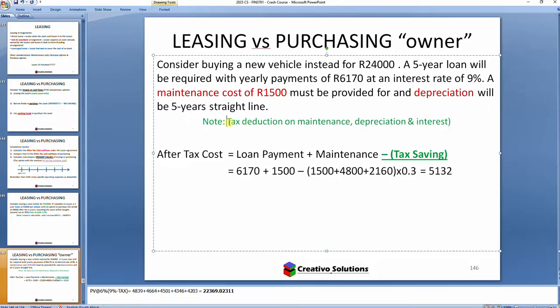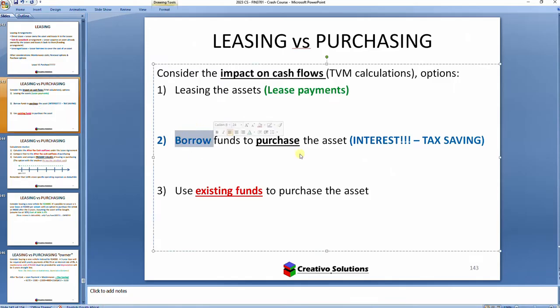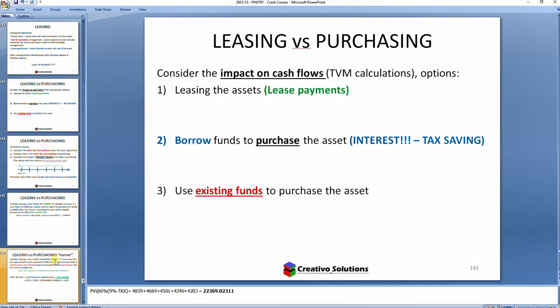When we're looking at a purchase, remember we spoke about this. It will only work here if you're borrowing to buy. Borrow to buy, not if you have existing funds. If you have existing funds, you just buy. Buying is always the best option. It's only if you don't have enough funds. Remember, it's financing. I'm a bit short on money. I want the asset, I need the asset, but now, am I going to rent it or am I going to borrow and buy it? That's what we're looking at.